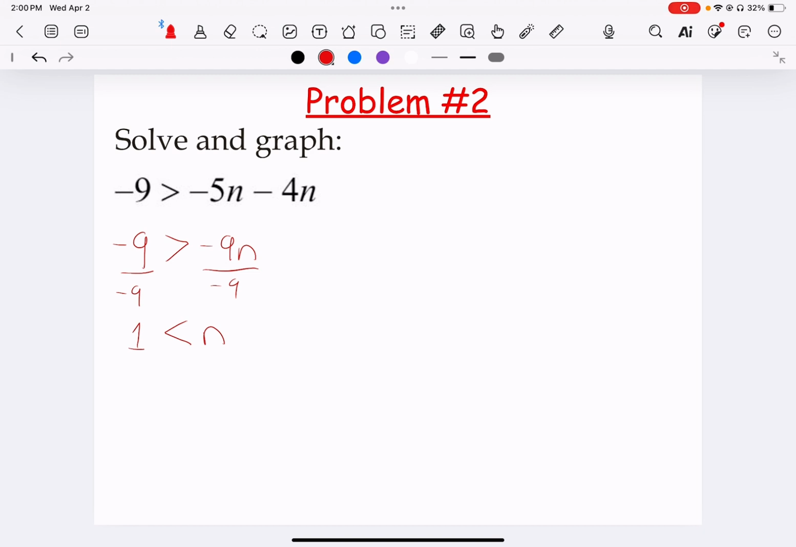n. Now to graph it, it's easier when my variable is on the left. So I'm going to flip my variable and my constant. That means I also have to flip my inequality sign again. So I'm left with n is greater than 1.